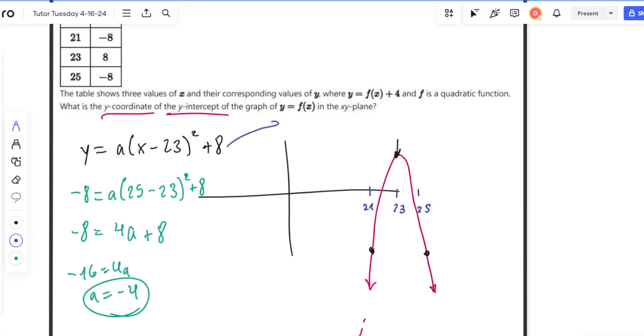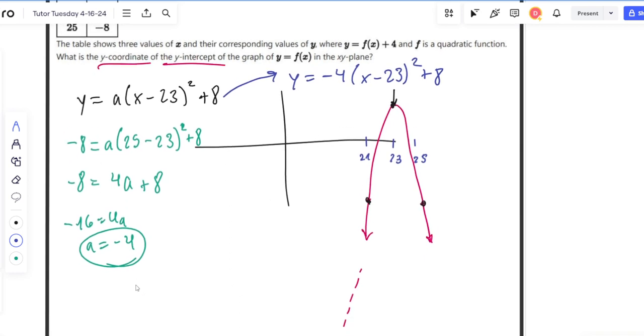That means the full equation is y equals negative 4 times x minus 23 squared plus 8. That makes sense because our vertex is at x equals 23, y equals 8, and it should have a negative slope, which we just solved for. It's going downwards.